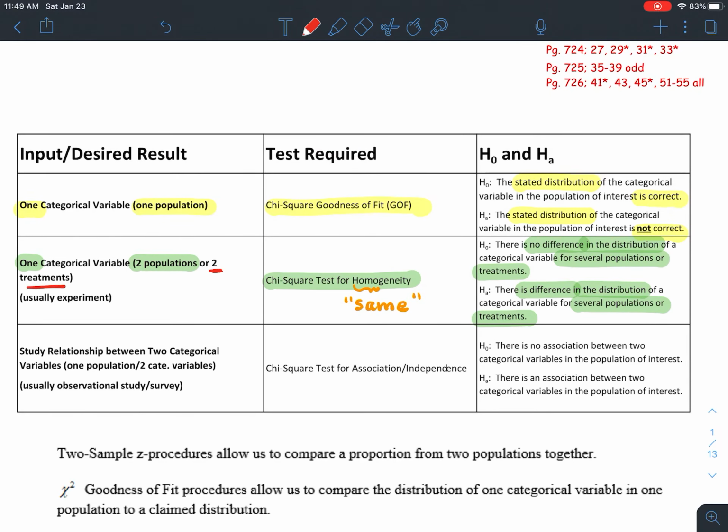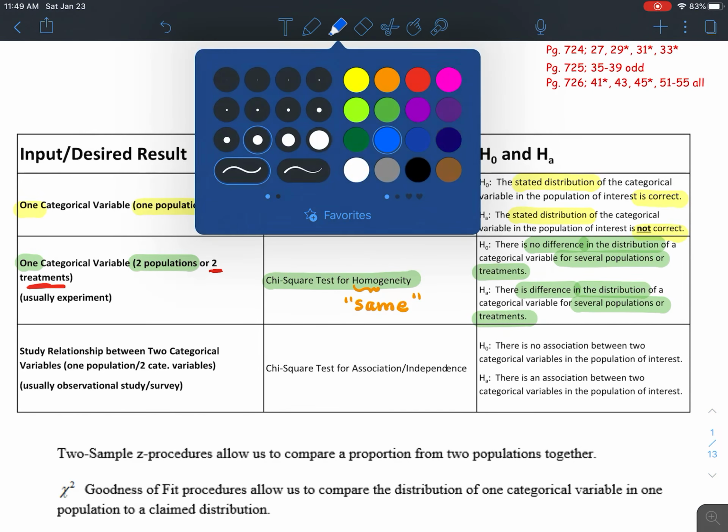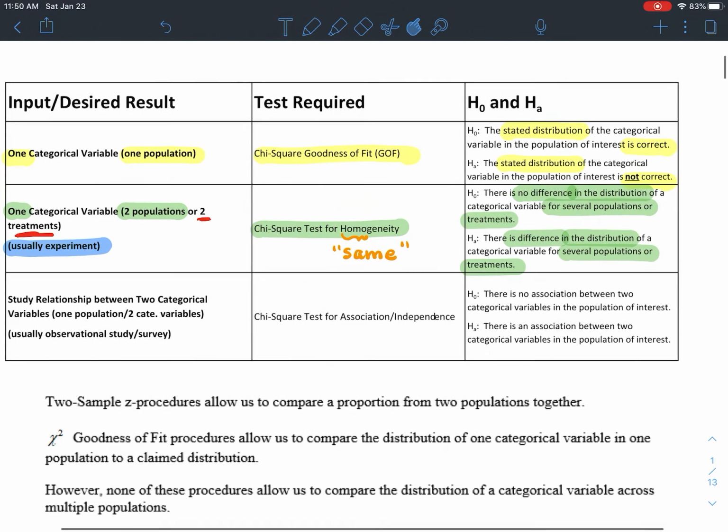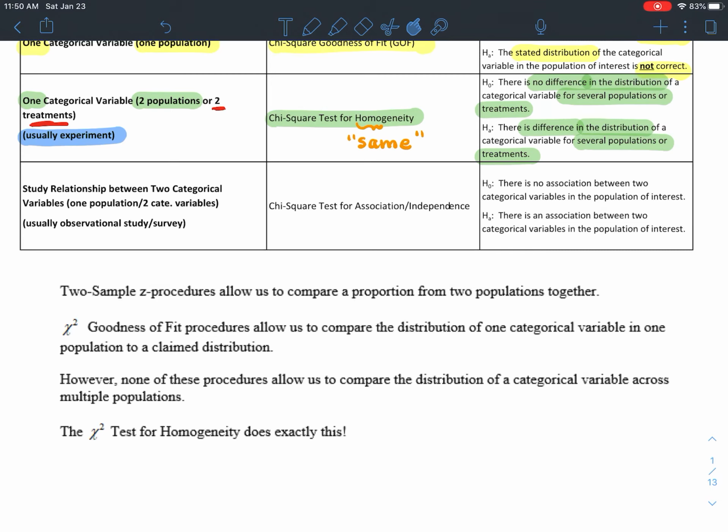And when we talk about treatments, that's when we're talking about an experiment. So if you are reading through a problem and you notice this is definitely talking about assigning treatments randomly to groups, it will undoubtedly be the chi-square test for homogeneity. Now, this isn't always experiments, but if the problem is talking about an experiment, it will be the chi-square test for homogeneity. In the next video, we will talk about this last chi-square test, but for this video, we're just going to be focusing on the chi-square test for homogeneity alone here.